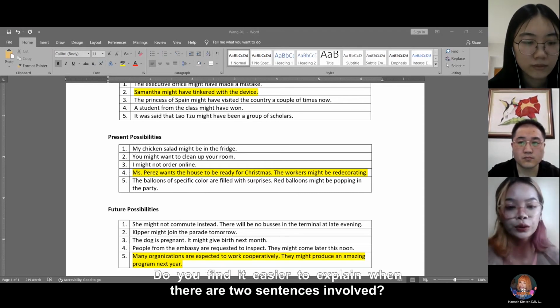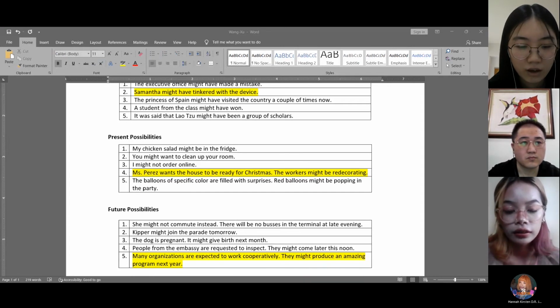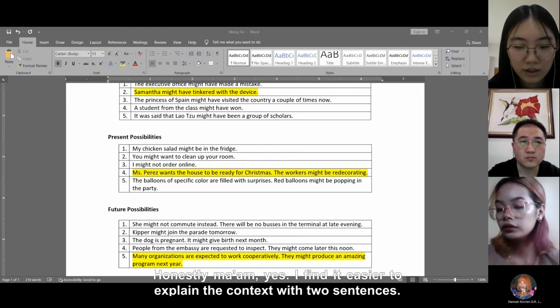Do you find it easier to explain when there are two sentences involved? Honestly, yes, I find it easier to explain the content with two sentences.